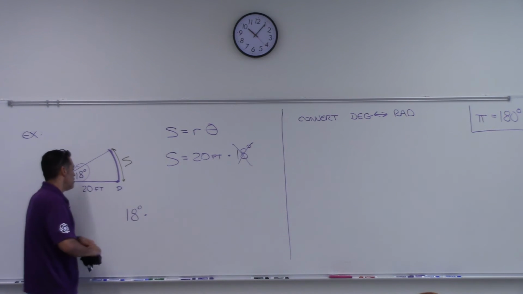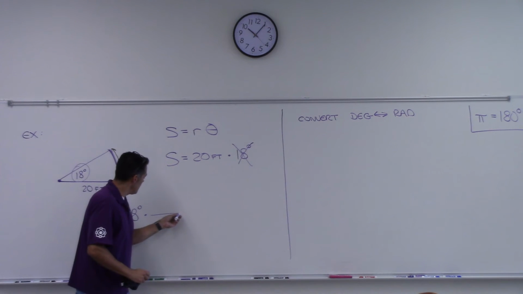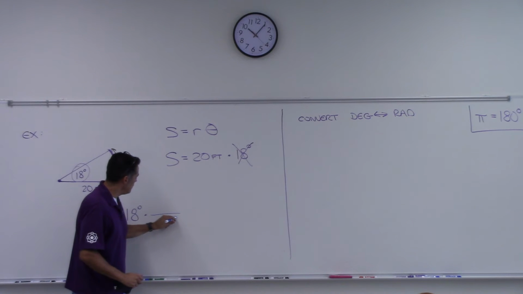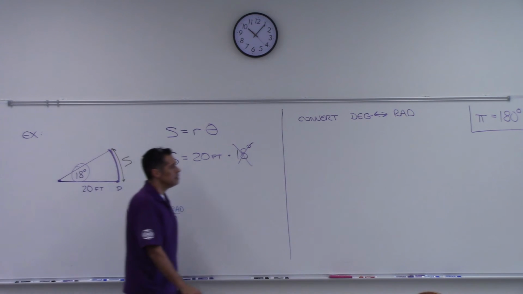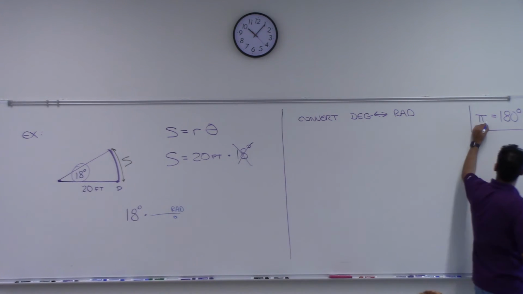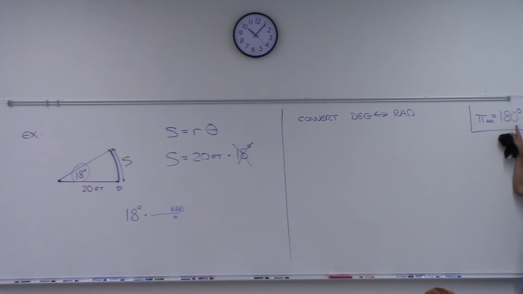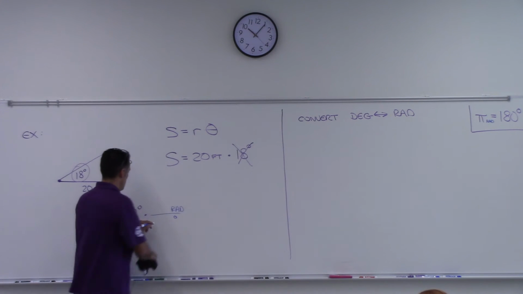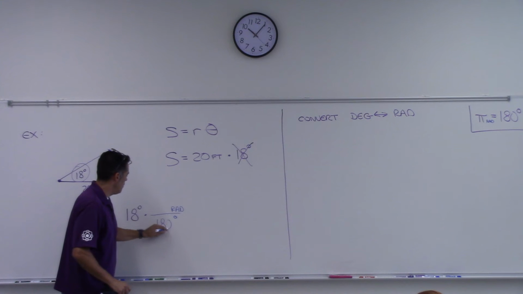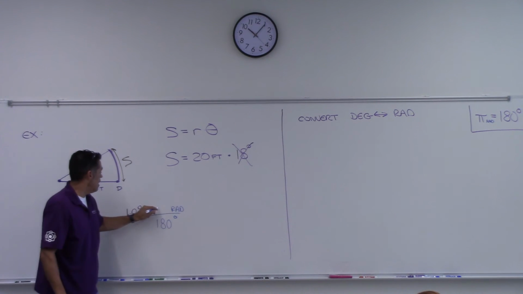And what I want is for my degrees to cancel, right? I want my degrees to go away. So over here, I need degrees on the bottom, and I need radians on the top. So go to your conversion over here, right? This is pi radians is equal to 180 degrees. So what number goes where here? 180 goes on the bottom, right? And on top? Pi, okay? It's pi.